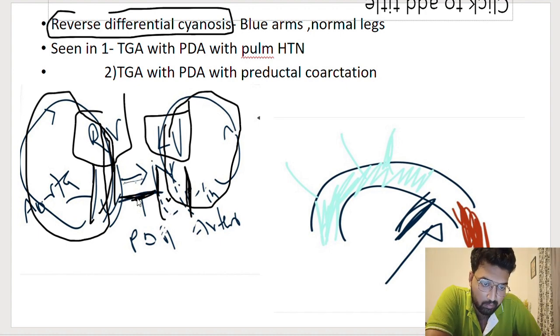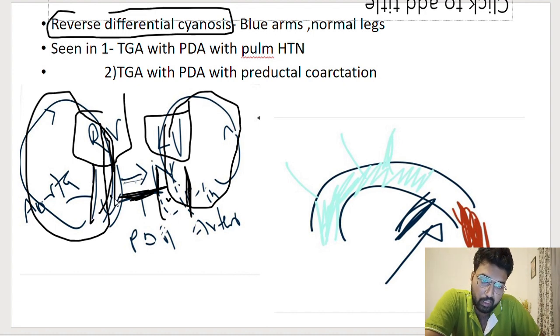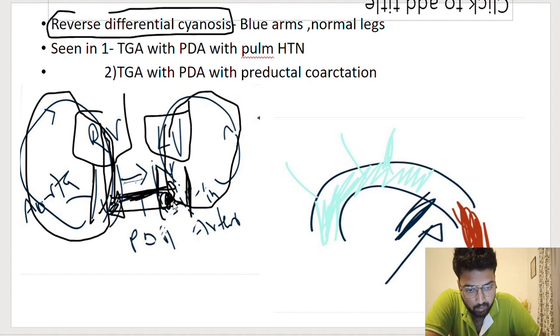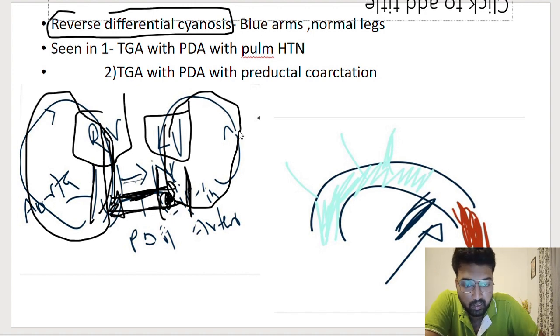So if we see, what is this? PDA. If the PDA is patent, only then can there be some survival. So now there is a PDA. The aorta has a higher pressure, so blood will go from the aorta to this side. Now we are not interested in this. Now we will see what happens if there is pulmonary hypertension, that is, in the pulmonary artery there is more pressure. Now blood will go from the pulmonary artery back to the aorta. So what is going? Pure, oxygenated blood is going from the pulmonary artery to the aorta when there is pulmonary hypertension in a patient with TGA with PDA.